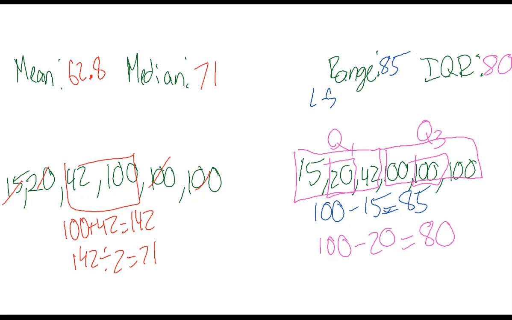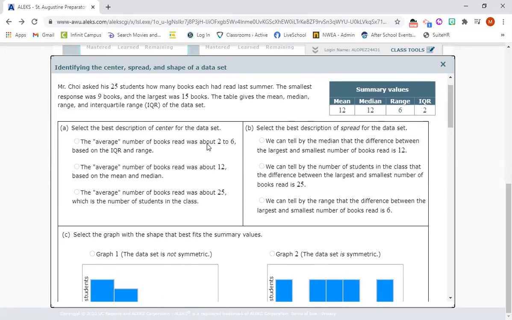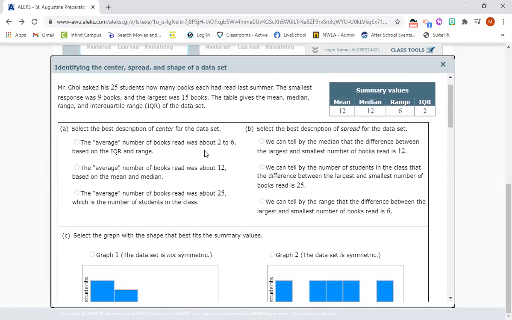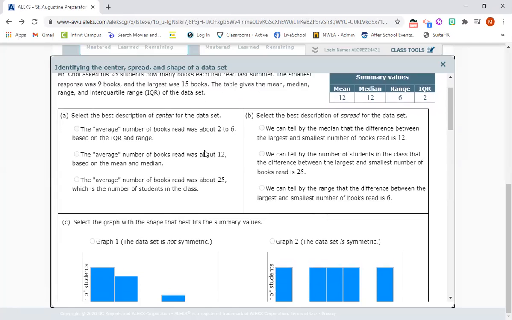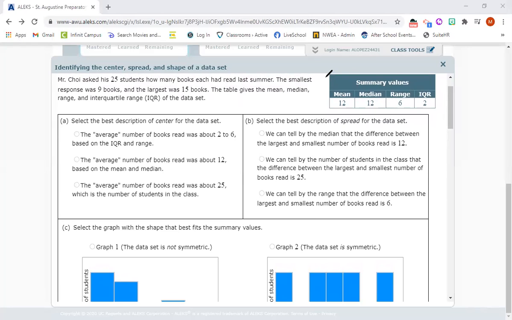Let me pause one more time. Let's look specifically at the type of questions that ALEKS asks you. So to finish up, let's look at this example of some questions from ALEKS. So here, the first question is, select the best description of the center of this data set over here. They give us mean, median, range, and interquartile range.